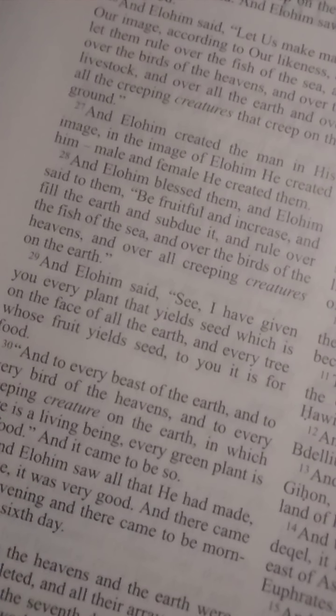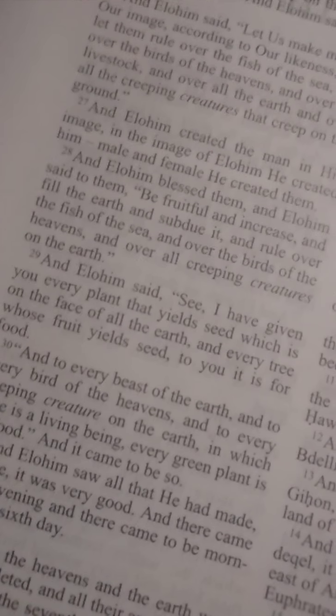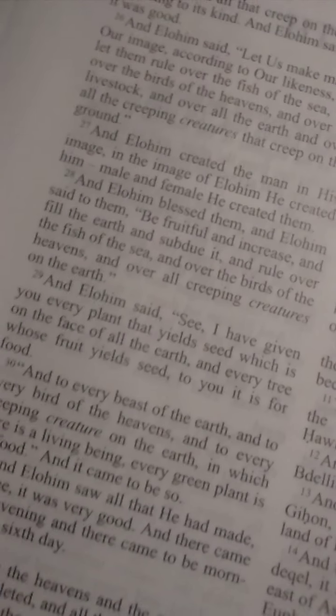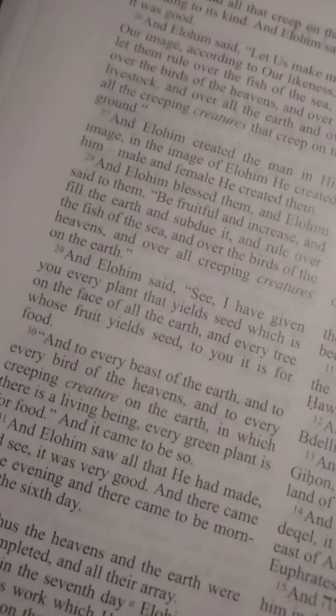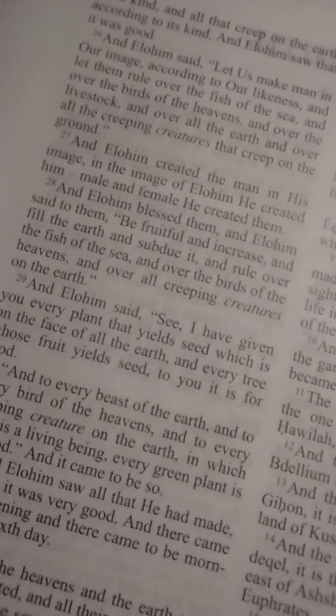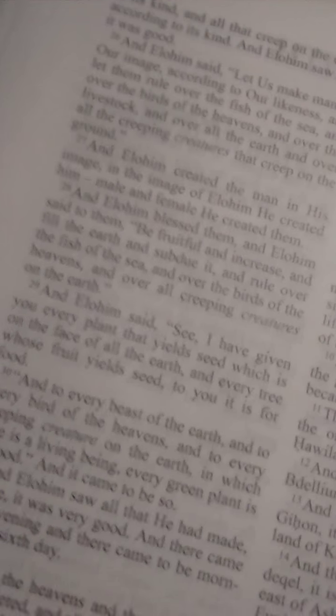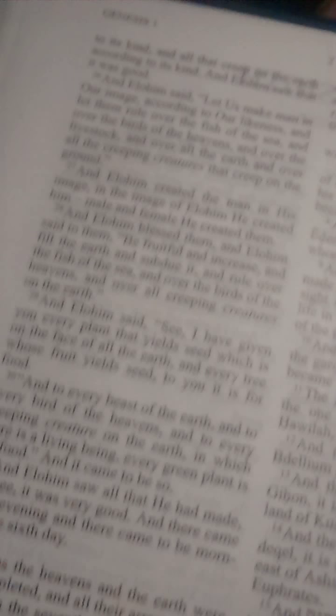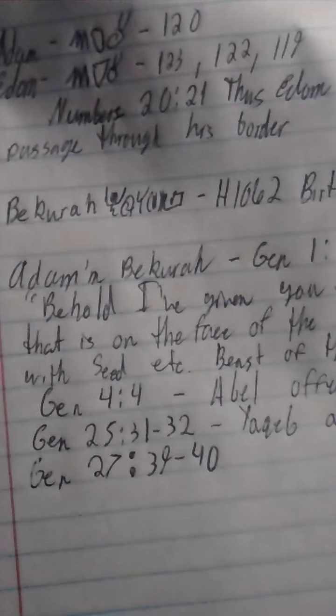See, I've given you every plant that yields seed, which is on the face of the earth, and every tree whose fruit yields seed, to you for food, and every beast of the earth, everything that flies, and everything that crawls, etc. You get it. So here we see that Adam is given, and we all know, dominion over the entire earth. It's not clearly written that this is your birthright, but that's what's given to him. I'm sure we could all agree to that.